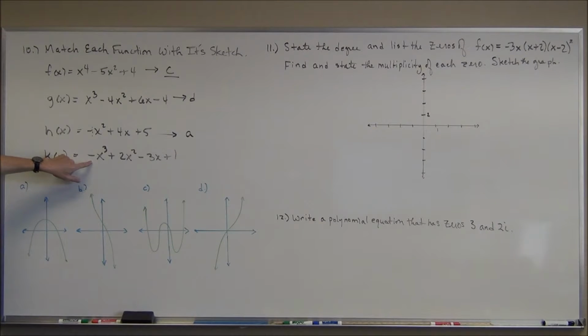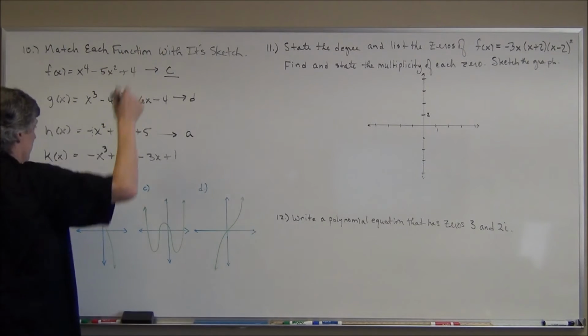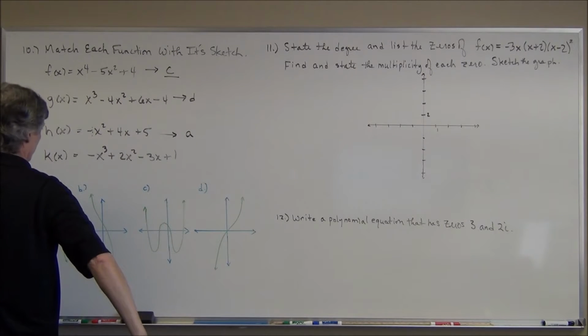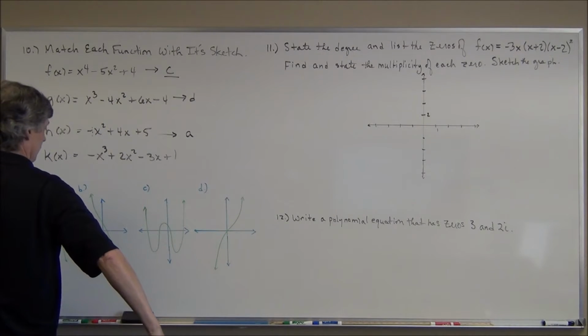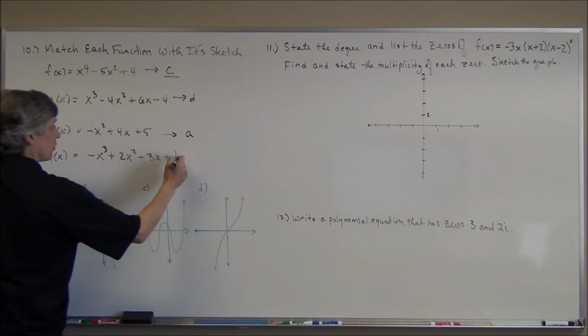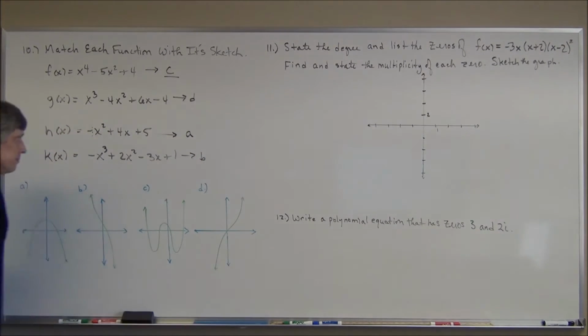Let's see, negative lead coefficient, odd degree. Remember, one side goes up, one side goes down, but if it's a negative lead coefficient, it doesn't go up and to the right, it's reversed. It goes down and to the right, up and to the left. That matches up with B. See how it's going down to the right, up and to the left? So this one matches up with B.